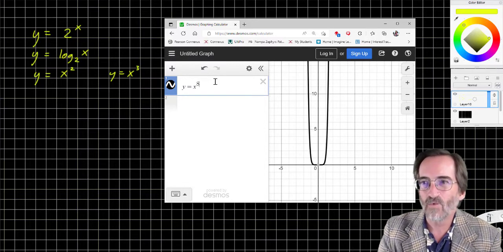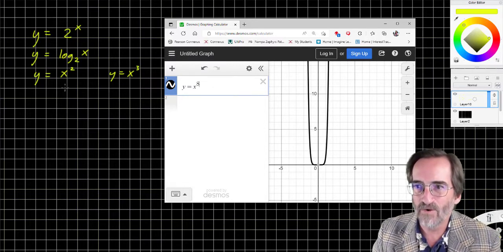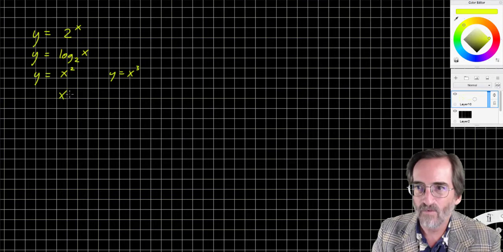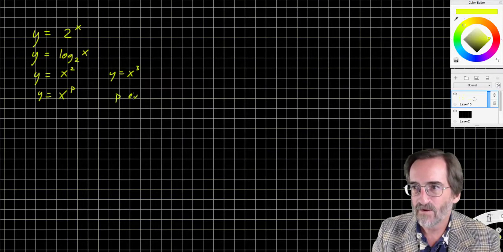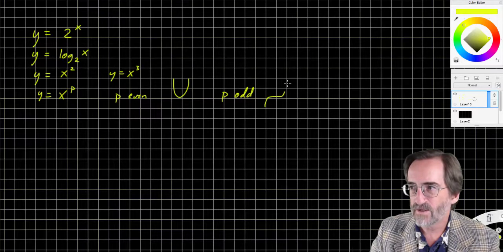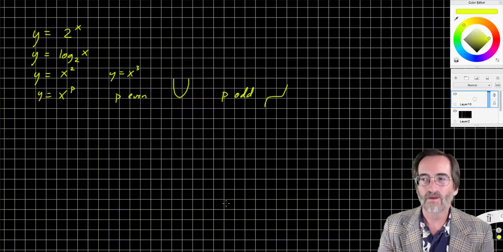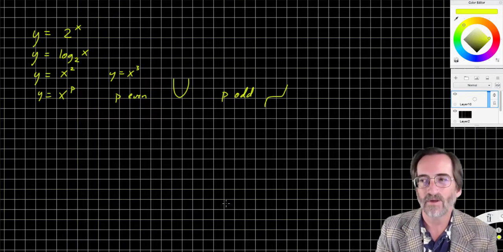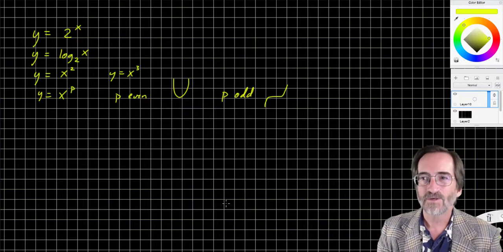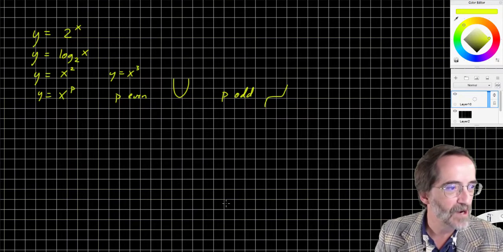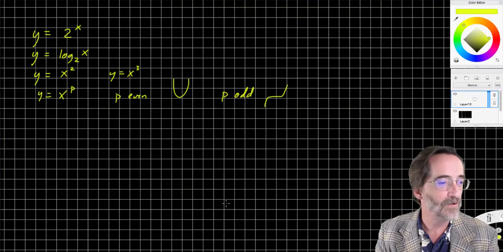The big takeaway here is, if y equals x to the p, if the power is even, it does this. If the power is odd, it does this. Okay, it's up and down on one side, and up on the other. So that's kind of the big takeaway of power functions. And again, I can transform power functions.